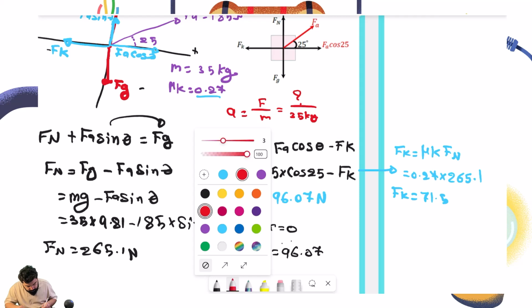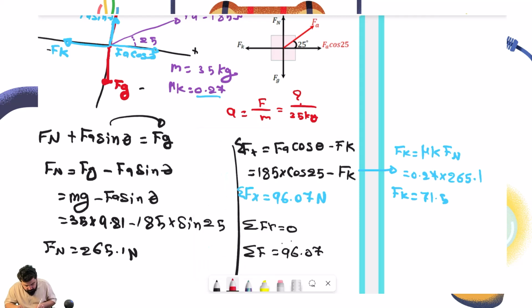Now, let's use that in the equation. Let's find acceleration. We have 96.07 divided by 35. Okay, you should get 2.77 meters per second squared, I think.